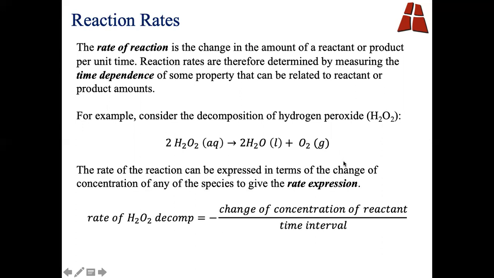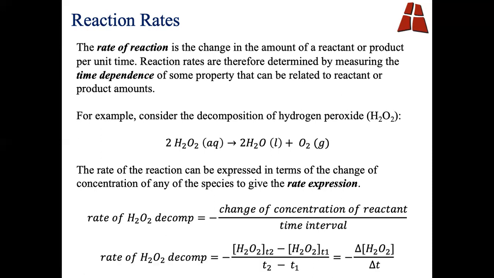And so if we wanted to express the rate of that reaction, our rate expression would be that the rate of our reaction, decomposition of hydrogen peroxide, is equal to the negative change of the concentration of reactant, because we are losing reactant, so that's what makes it negative, over some amount of time interval. Okay, so that could be per second, per minute, per hour, largely depends on how fast your reaction is going.